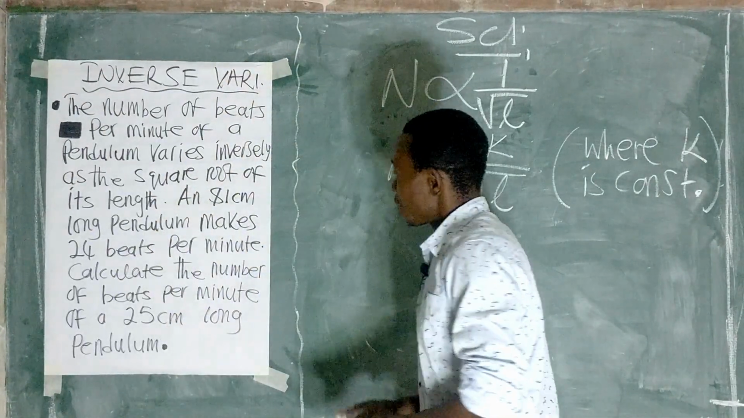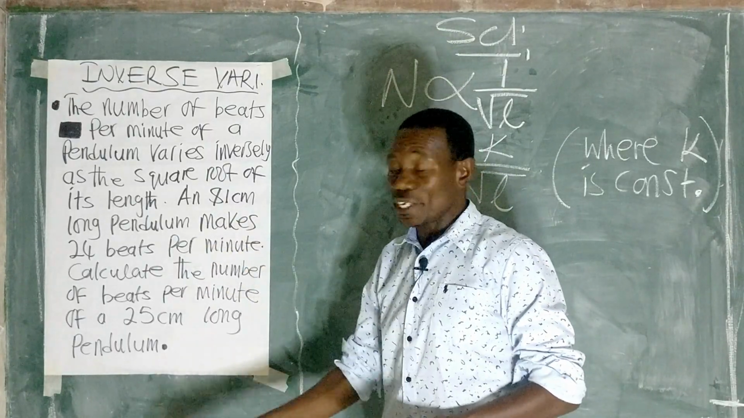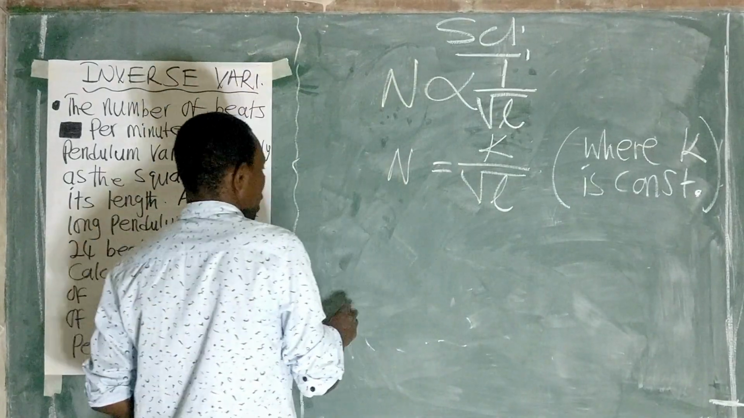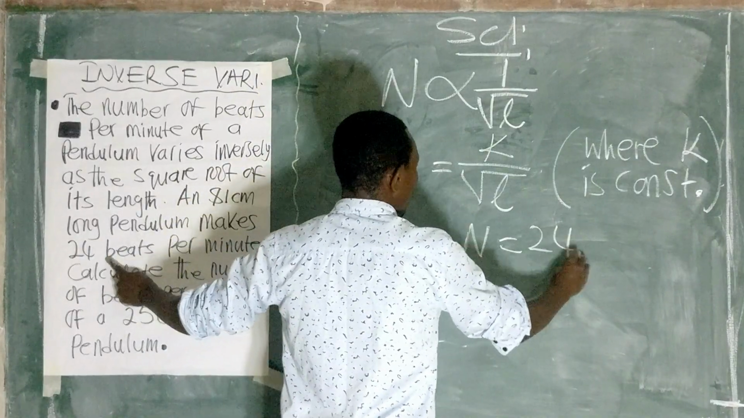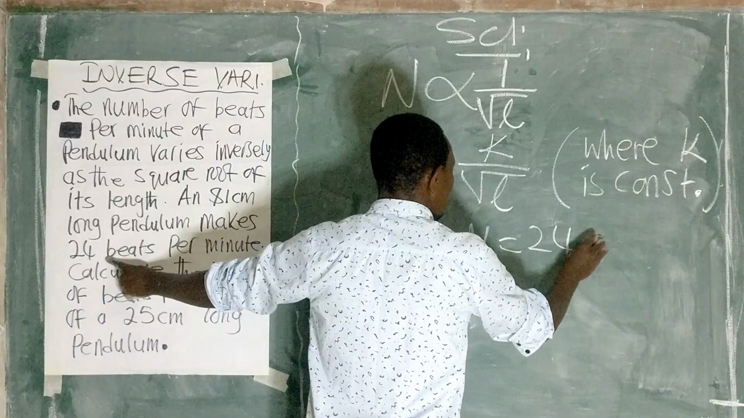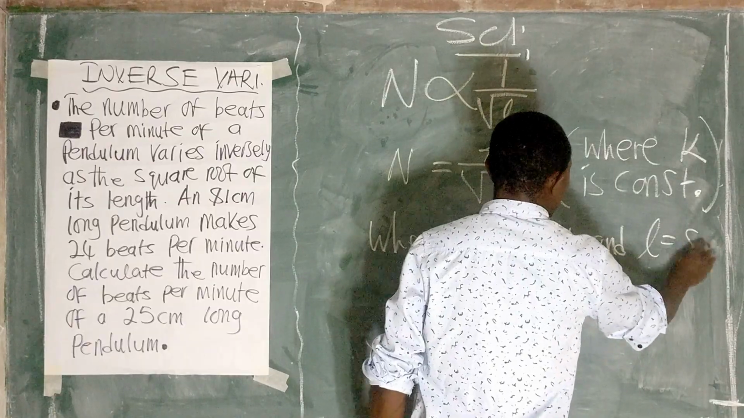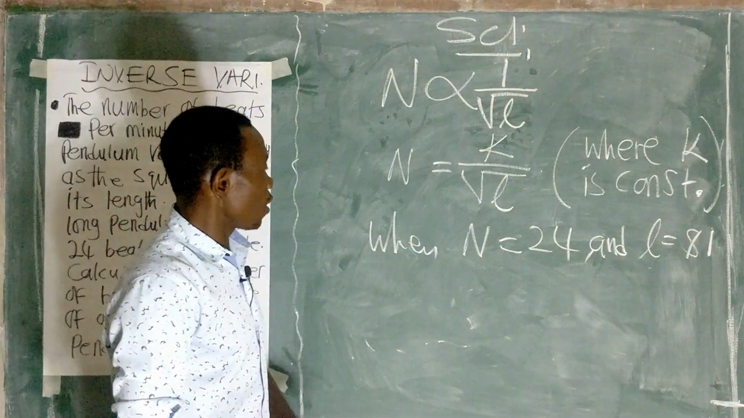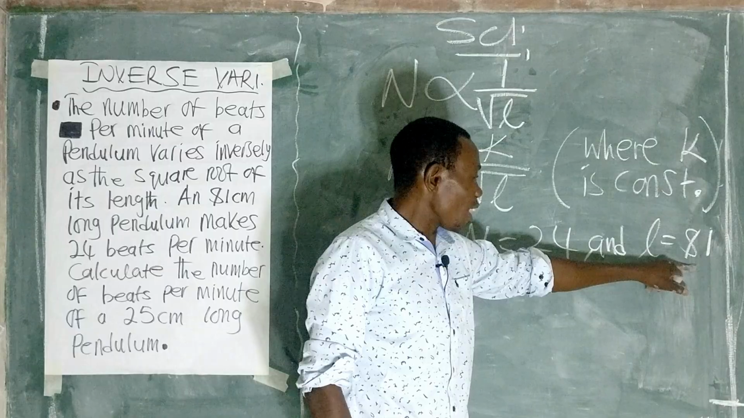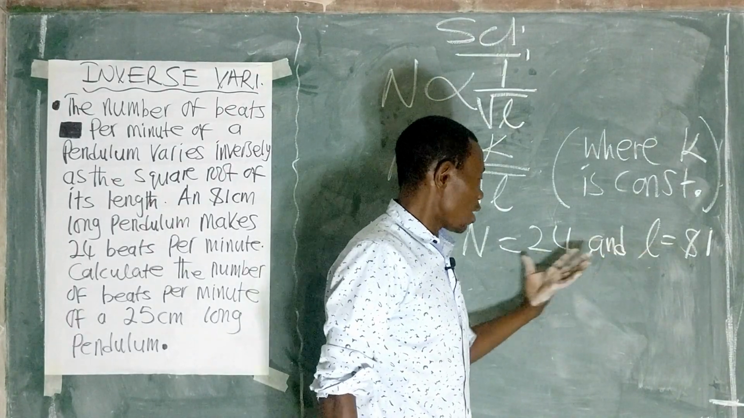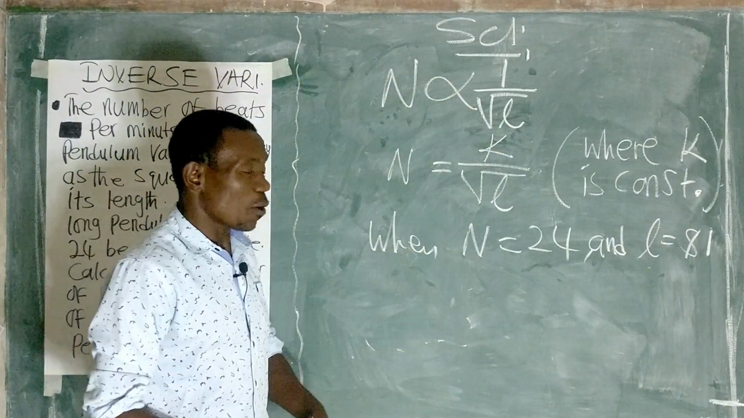So in this case, we are told that if we talk of the 81 centimeter long pendulum, the number of beats to be made per minute is 24. So here you say n is equal to 24, and L is equal to 81. That is the instance when we can yield up the constant. How come we know n and we know L? It means there must be a constant of proportionality weighing the two quantities, n and L. So how do we yield that constant out?